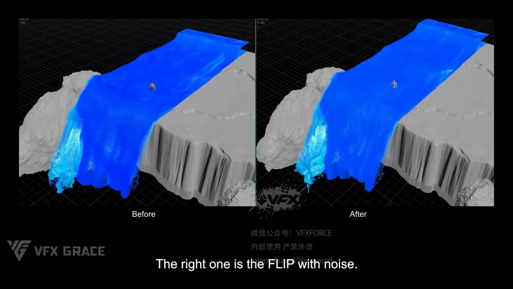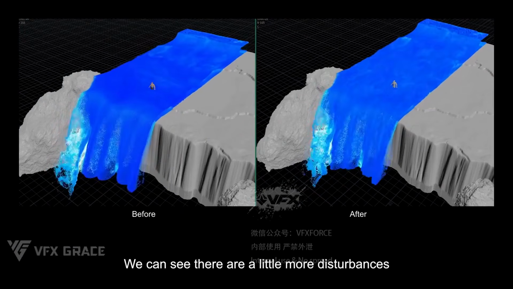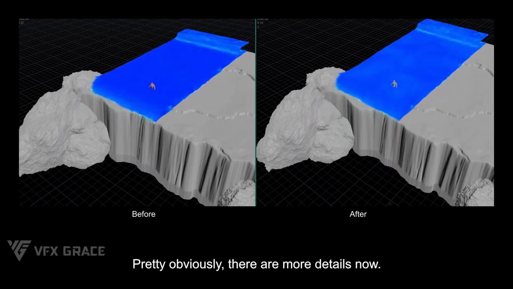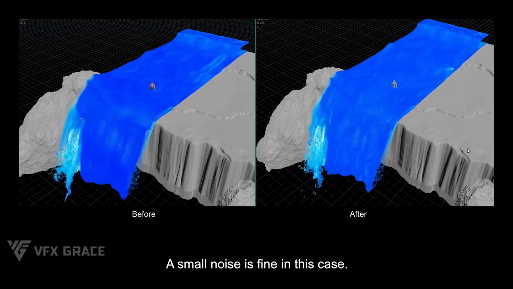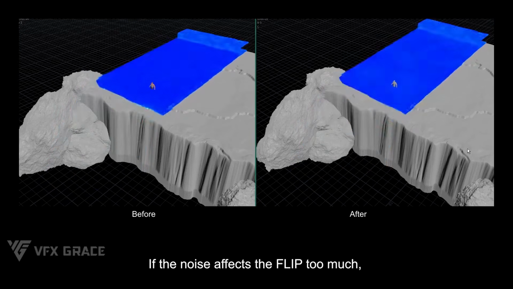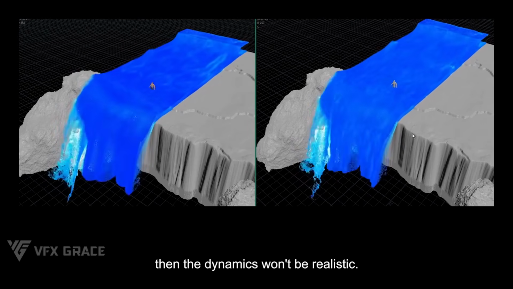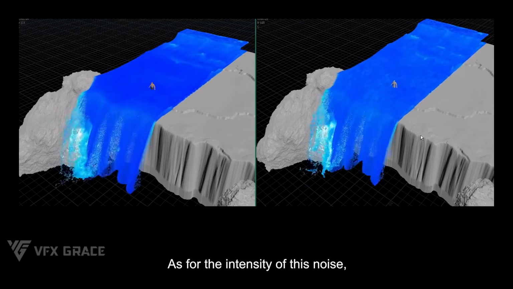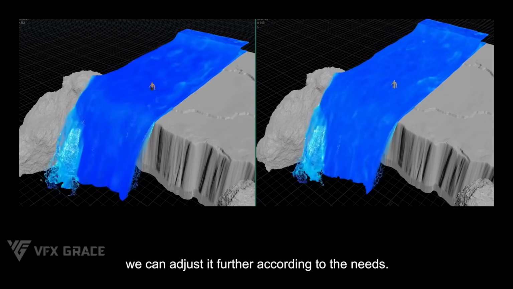The red one is the flip with noise. We can see there are a little more disturbances and color details on the surface of the water. Pretty obviously, there are more details now. A small noise is fine in this case. If the noise affects the flip too much and it causes unnatural dynamics of the water, then the dynamics won't be realistic. So it's the thing to note when adding noise. As for the intensity of this noise, we can adjust it further according to the needs.